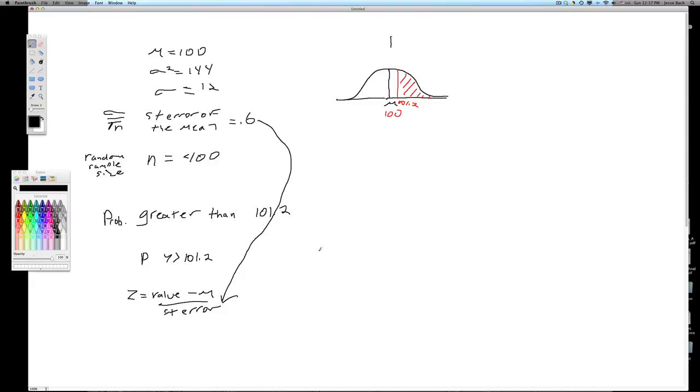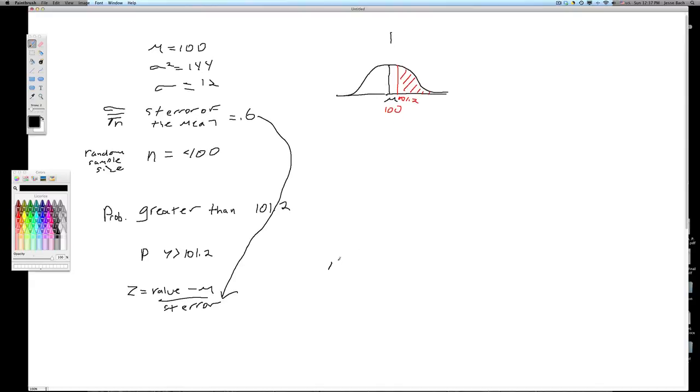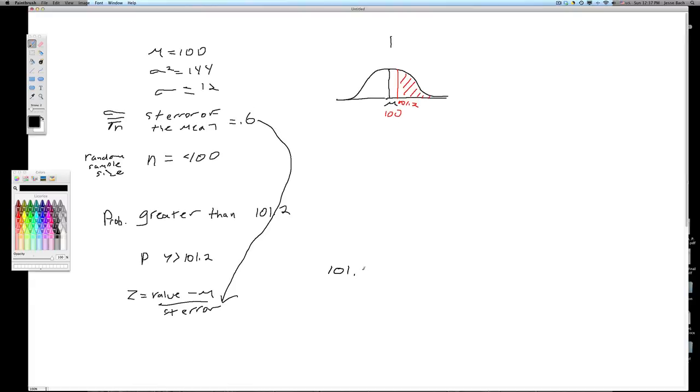So I've got 101.2 minus 100 over my standard error of the mean, which is 0.6.